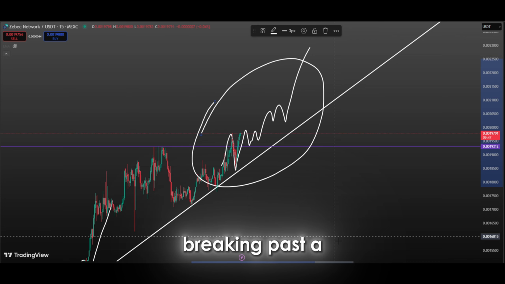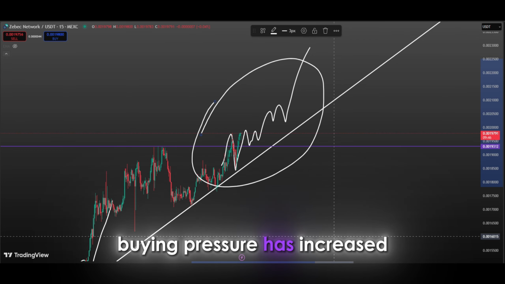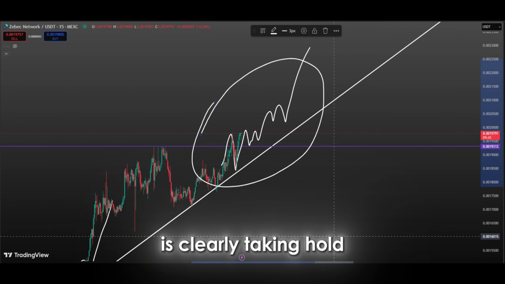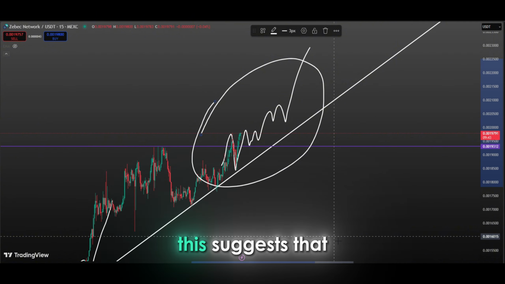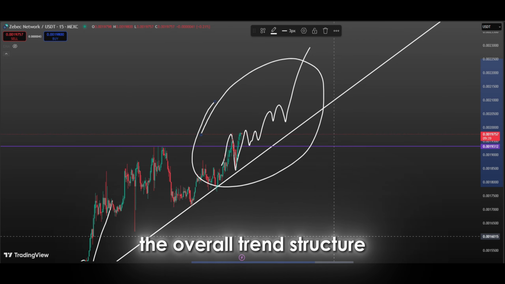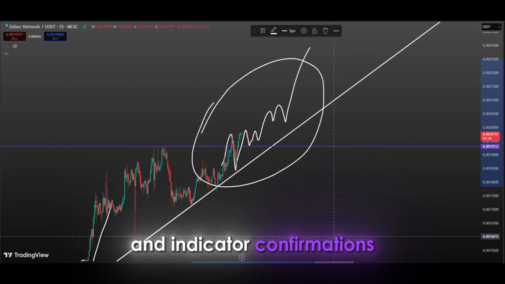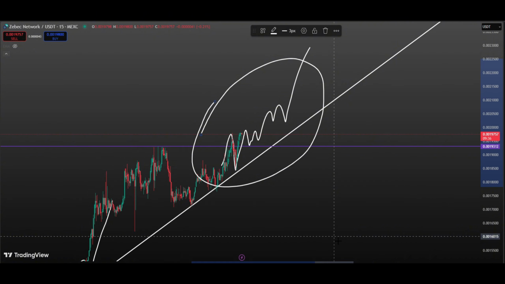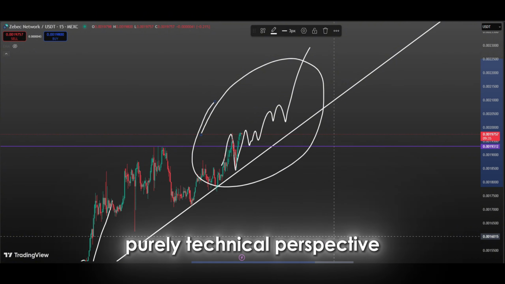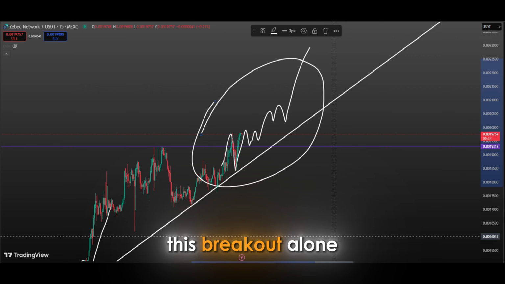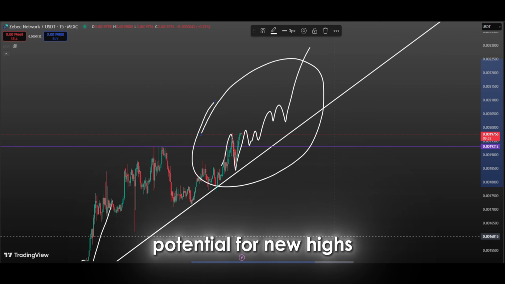With the price breaking past a previous peak, buying pressure has increased, and upward momentum is clearly taking hold. This suggests that the price has strong potential to reach higher levels in the near future. Of course, market news flow, the overall trend structure, and indicator confirmations should also be considered. However, from a purely technical perspective, this breakout alone strongly indicates the potential for new highs.